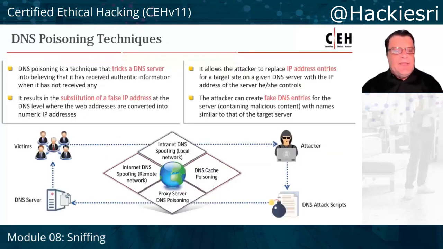DNS poisoning techniques. DNS poisoning is a technique that tricks a DNS server into believing that it has received authentic information when in fact it has not received any. It results in the substitution of a false IP address at the DNS level, where the web addresses are converted into numeric IP addresses.